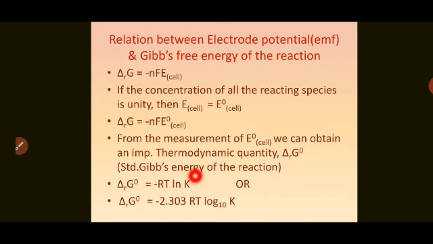So here one more formula is given, that is ΔrG° is equal to minus RT ln K, or to remove this ln we can take the constant as 2.303. So ΔrG° is equal to minus 2.303 RT into log of K to the base 10. Now again this formula is also important for solving the problem.